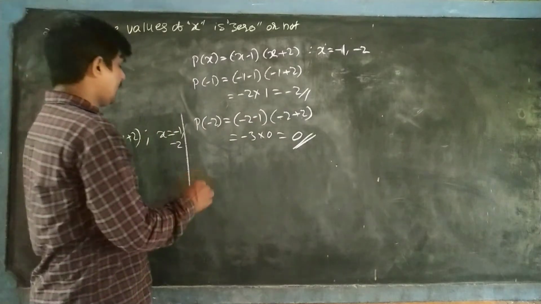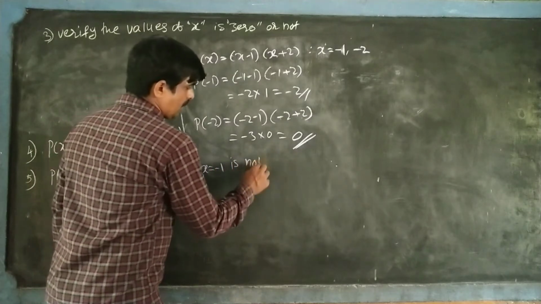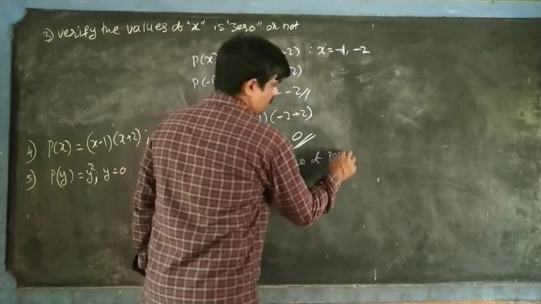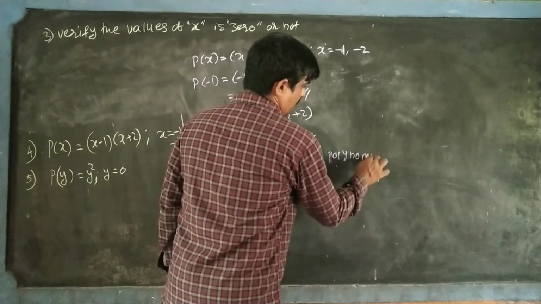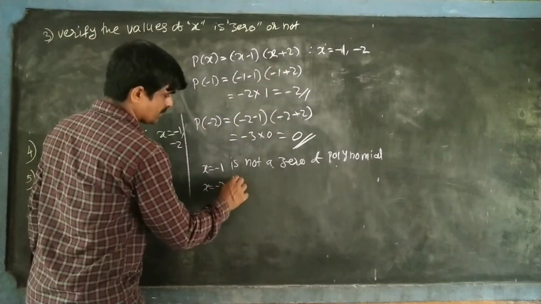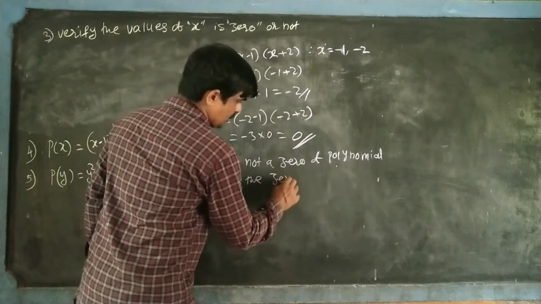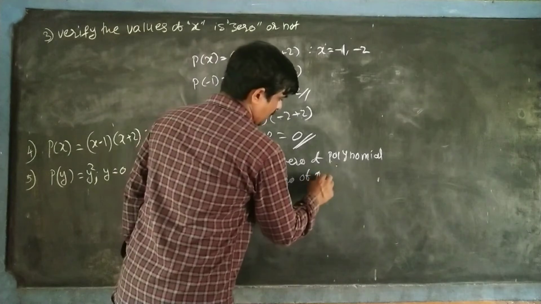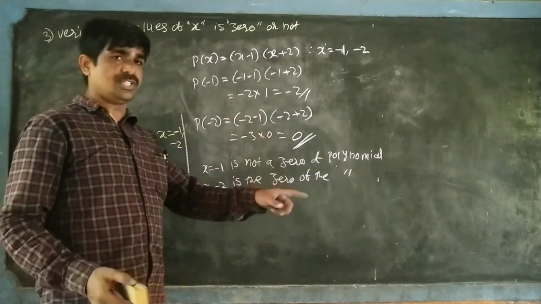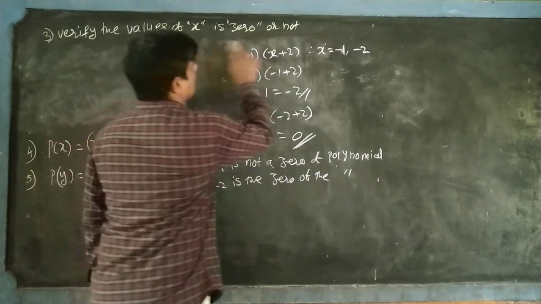Therefore, x is equal to minus 1 is not a 0 of the polynomial, and x is equal to minus 2 is the 0 of the given polynomial. So, x is equal to minus 1 is not a 0, but x is equal to minus 2 is the 0 of the polynomial.